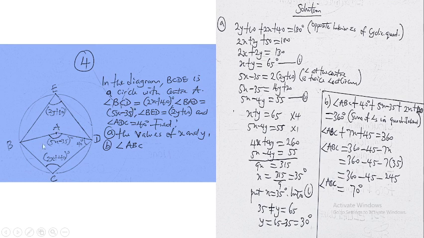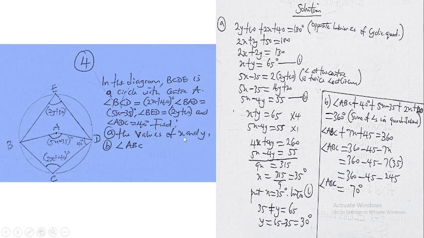Angle BCD, this angle here is 2x plus 40 degrees. Angle BAD, which is the angle that is here, is 5x minus 35y degrees. Angle BED, which is this angle that is here, is 2y plus 10 degrees. And angle ADC, this angle that is here, is 40 degrees.